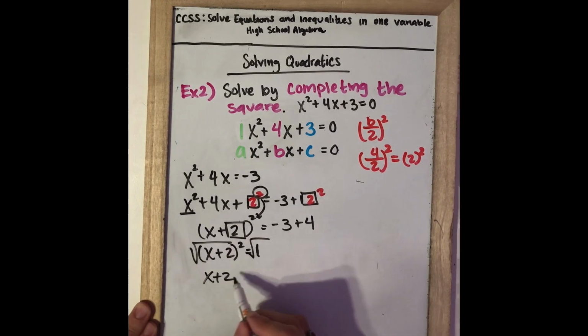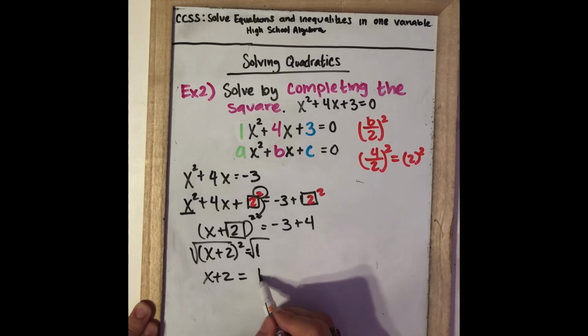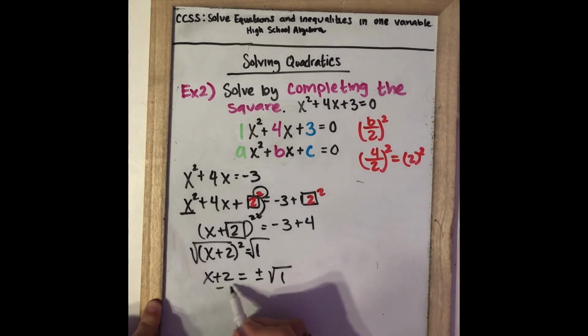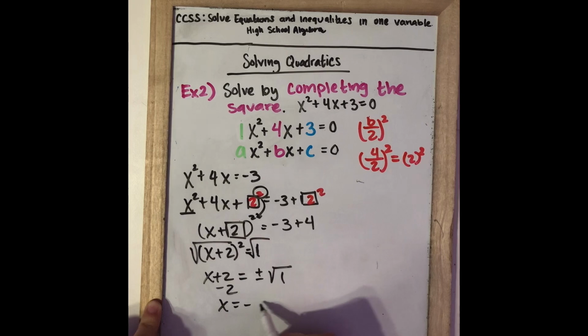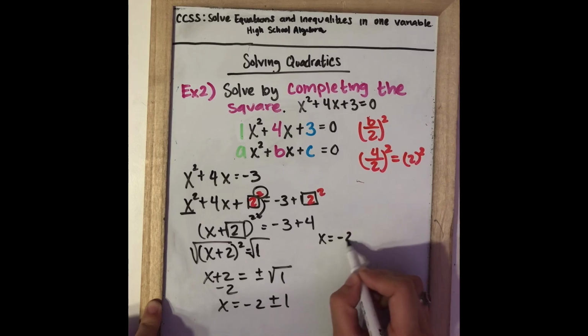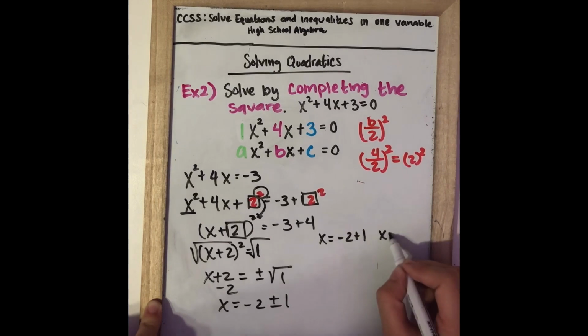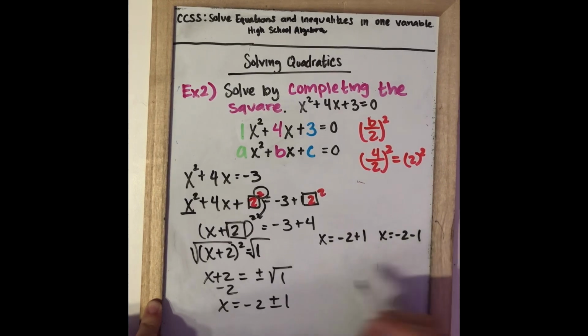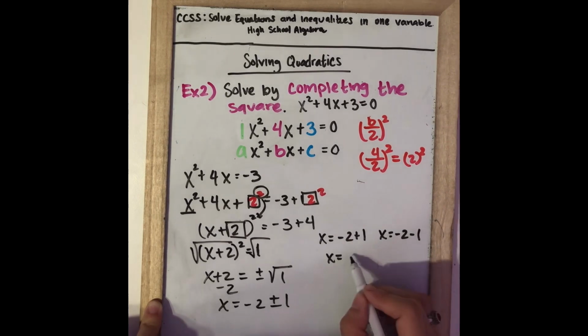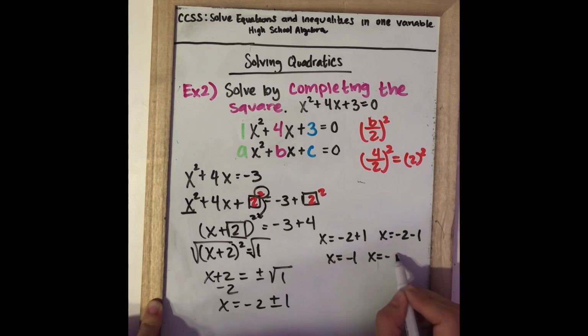x plus 2 is equal to plus or minus the square root of 1. Remember, when you take the square root of something, always put plus or minus. Now we subtract 2. x is equal to -2 plus or minus the square root of 1, which is 1. So we have x is equal to -2 plus 1, and x is equal to -2 minus 1. We get, as our final answers, x is equal to -1 and x is equal to -3.